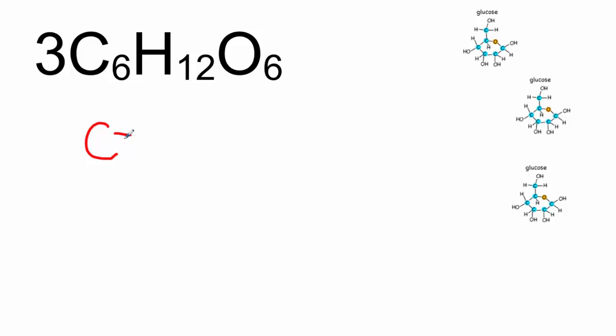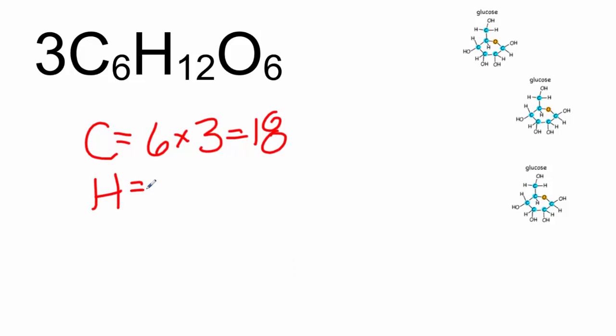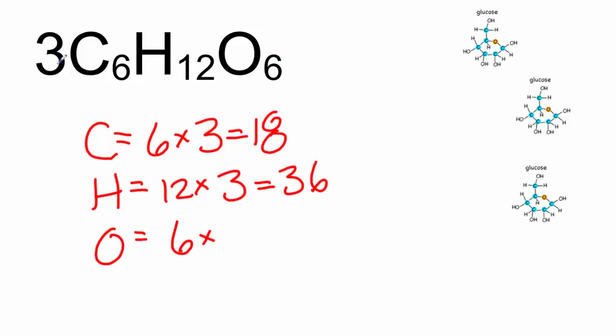All right, carbon. Is there a subscript? Yes. Is there a coefficient? Yes, it's 3. So we have a total of 18. Hydrogen. I have 12 as my subscript, and I have a coefficient of 3, so it's 36. And oxygen, I have a subscript of 6, and a coefficient of 3 equals 18. I want to see this step every single time. It is never okay to do that step in your head.